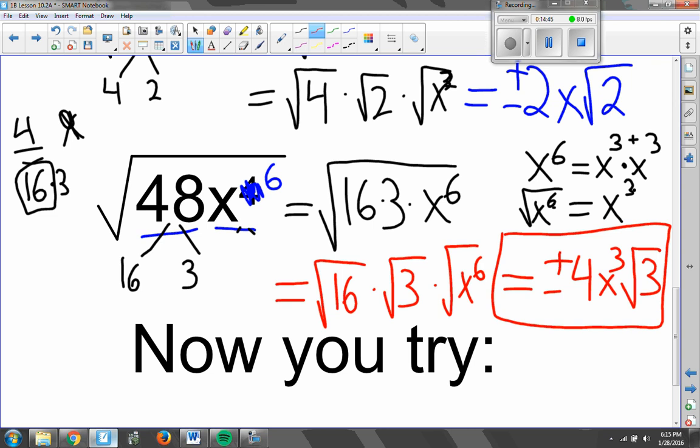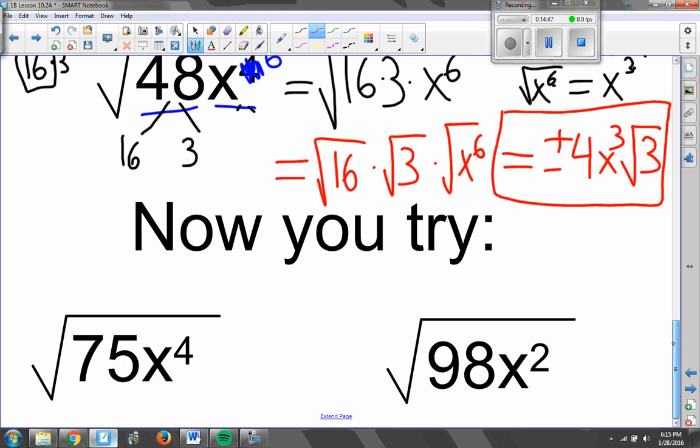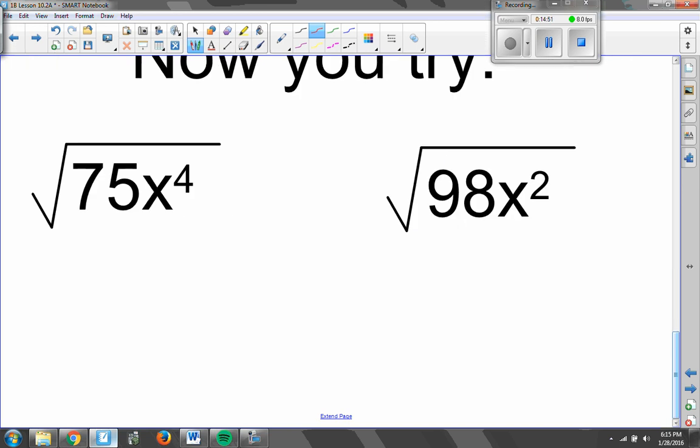Now I would like you to try these two that have exponents in them. Square root of 75x to the 4th, square root of 98x squared. Okay, deal with each separately. But pause the video, split your number, find the square root of your x piece, and simplify that square root. Reminder that you should have a square root at the end of your answer. Pause the video, take a look at those two, and then come on back. I'll show you what we should get.